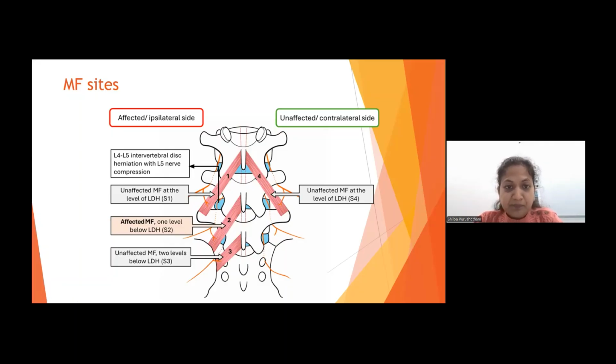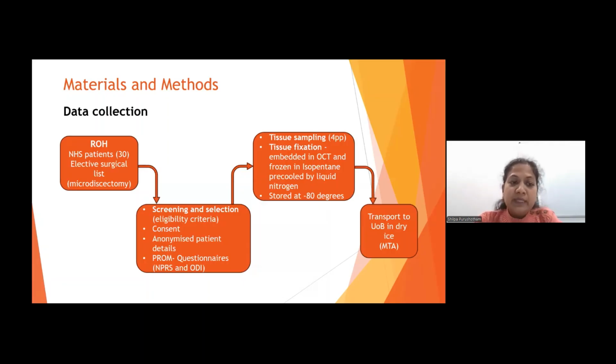So for this, we collected data from 30 NHS patients who were on the elective surgical list for the microdiscectomy surgeries from the Royal Orthopaedic Hospital here at Birmingham. Screening was done and patients were selected based on the eligibility criteria. Written informed consents were obtained and patient details were anonymized. Patient-reported outcome measures were also gathered, which included pain intensity scale and the disability index.